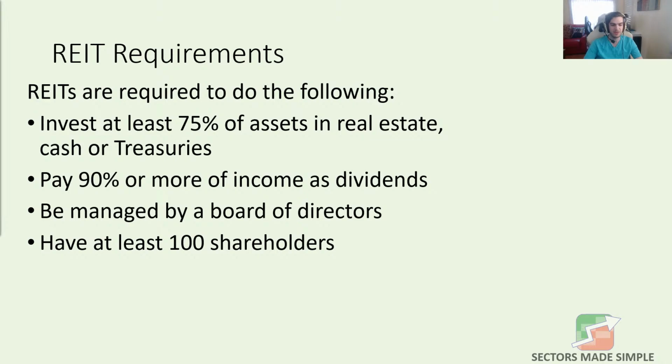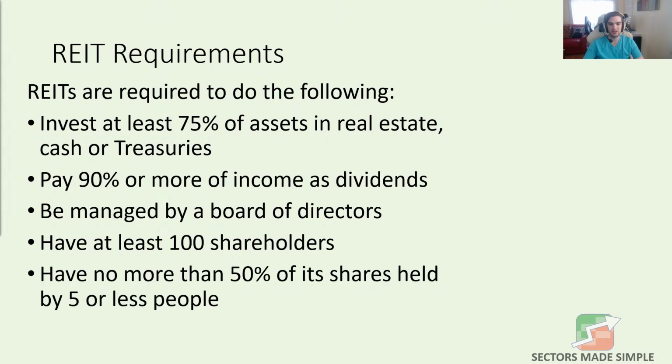This can't just be me and the Sectors Made Simple group investing $1 million into an office building. We need to have at least 100 of you guys coming along with us. So that is another requirement. And then lastly, we need to have no more than 50% of the shares held by 5 or fewer people. So those 100 people, they need to be involved. They can't just be a tiny part.